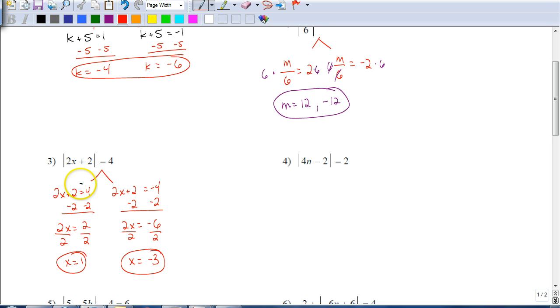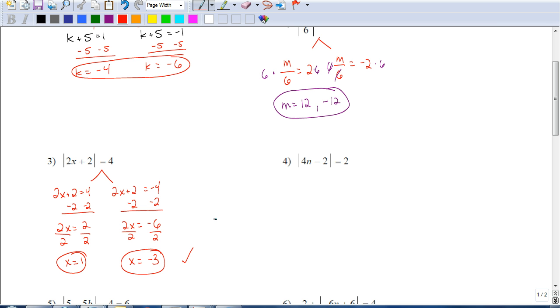Again, I could check that because if I put 1 in there, 2 times 1 is 2, plus 2 is 4. Well, sure enough, the absolute value of 4 is still 4. If I put negative 3 in there, 2 times negative 3 is negative 6. Negative 6 plus 2 is negative 4. The absolute value of that is a positive 4, so it checks. It's an important thing to always go back and check your answer.